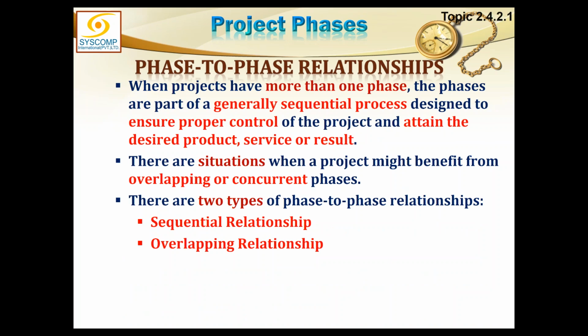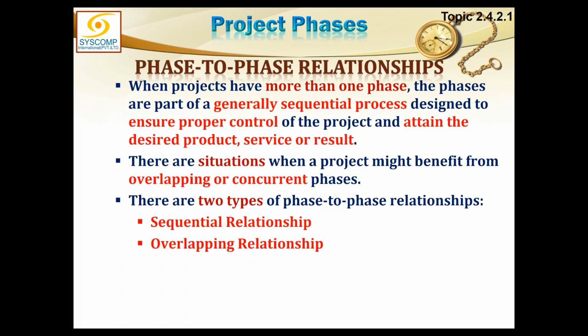Okay, now coming over to the phase-to-phase relationship. When projects have more than one phase, the phases are part of a generally sequential process designed to ensure proper control. What is the benefit of having the generally sequential processes? Because now we have control at the end of every phase. There is somebody coming to ensure that this much job has been done right and it is approved. And once something is approved, it will not be redone again because it has been approved and handed over to the customer.